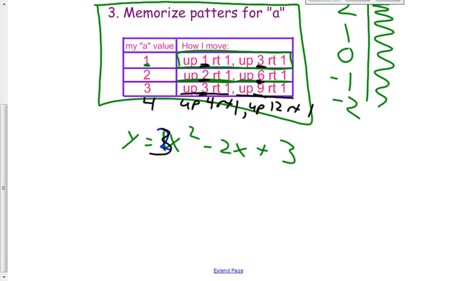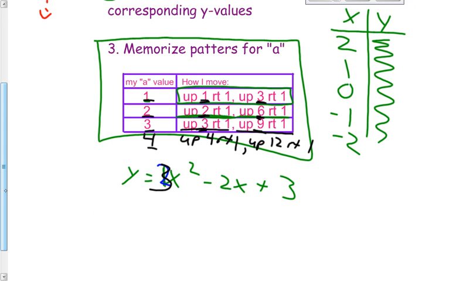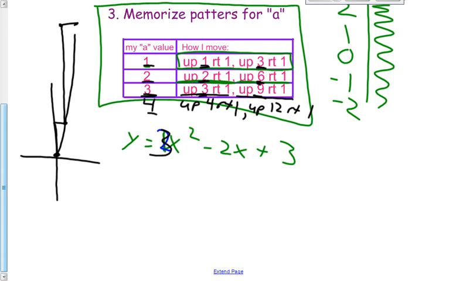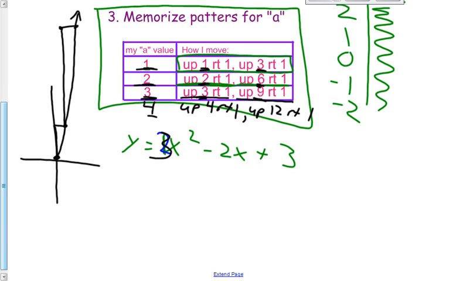So as you can see, the higher and higher your a value is, the skinnier and skinnier your graph is going to be. What happens if it was an a value of 3? If your vertex was right here on an xy coordinate grid, you would have to go up 3, right 1, up 9, right 1. This is a very, very skinny parabola, isn't it? As compared to this one, this green one, which is much wider. So as you can see, the higher your a value is, the skinnier your graph is going to be.